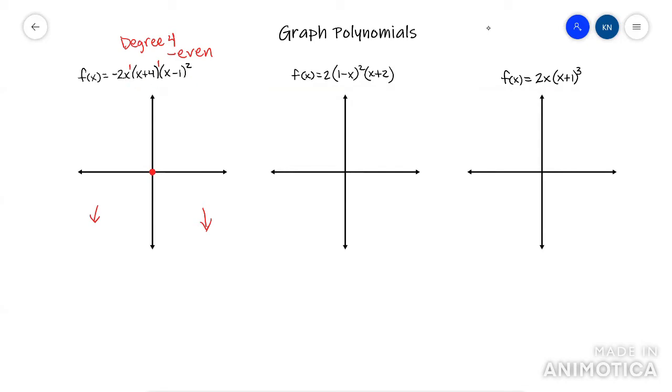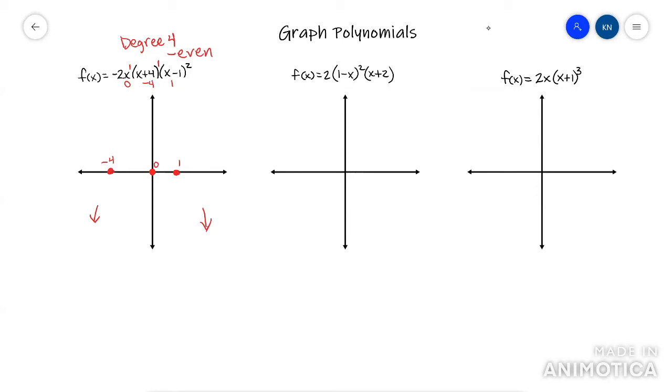Sorry about that. Okay, so using this information, I know I'm going to have an x-intercept at 0, an x-intercept at negative 4, and an x-intercept at 1. So 0, negative 4 here, and 1. It doesn't have to be perfect.